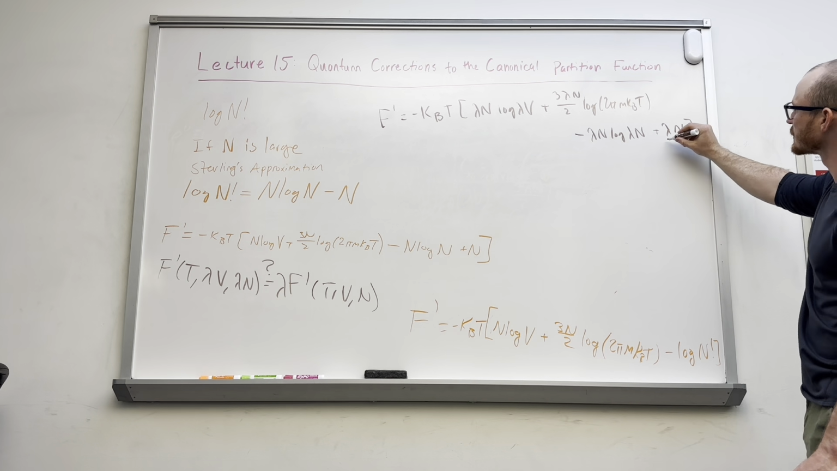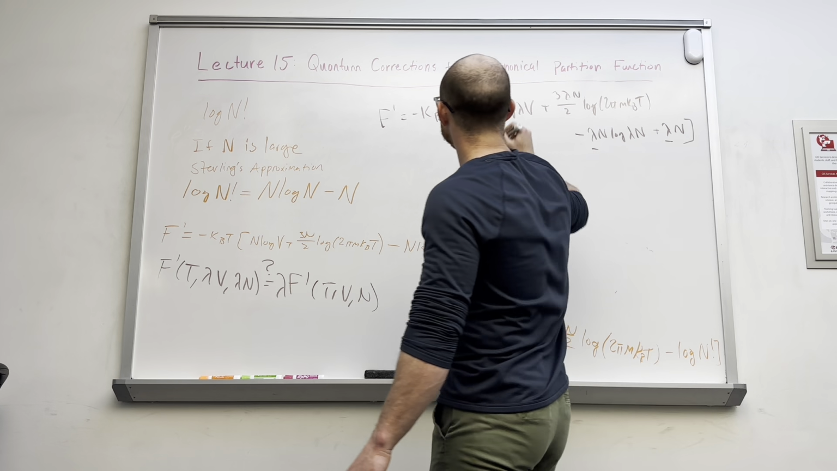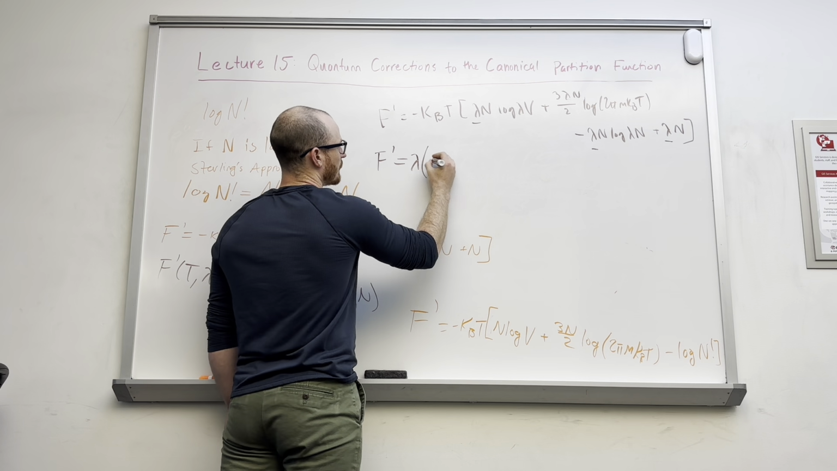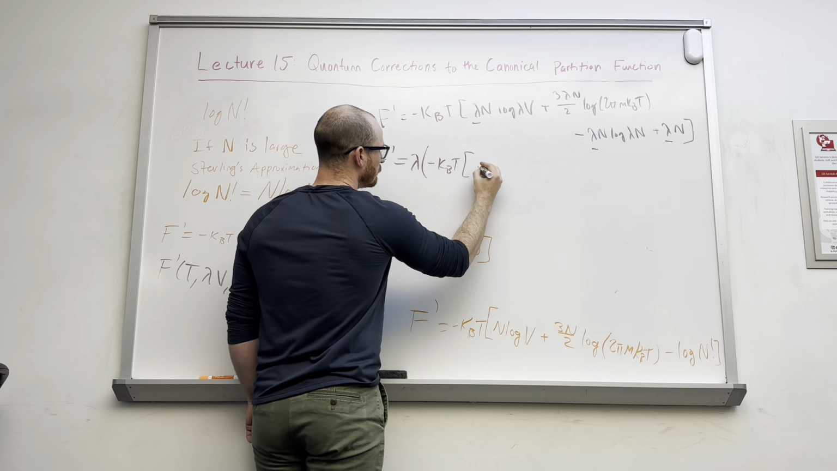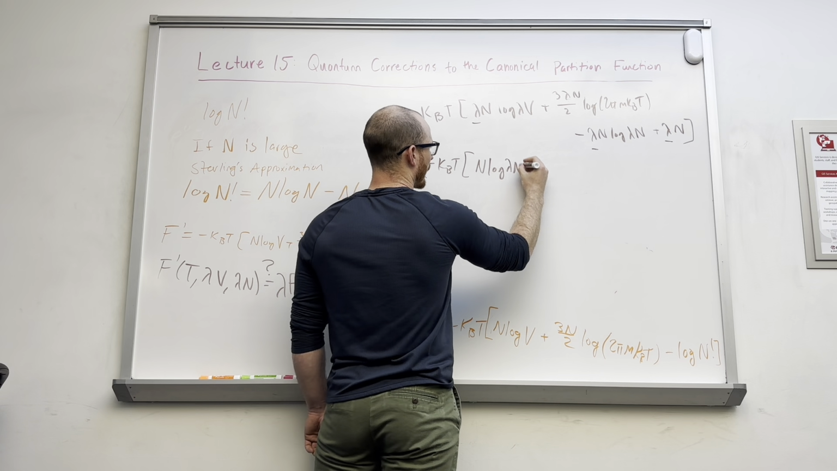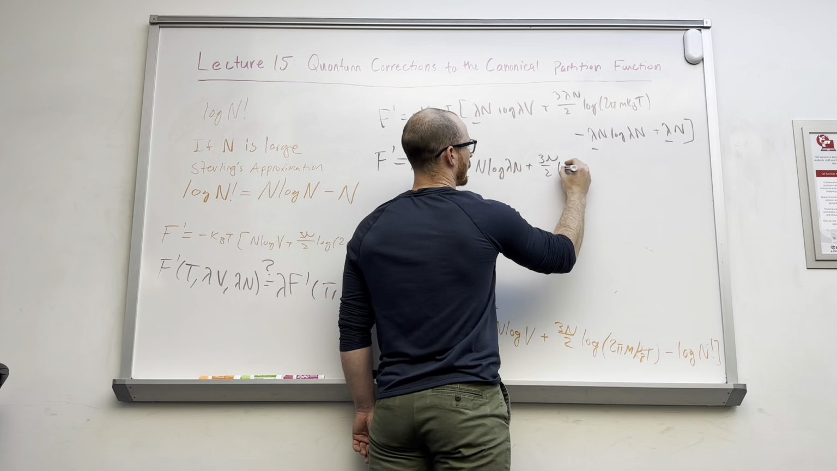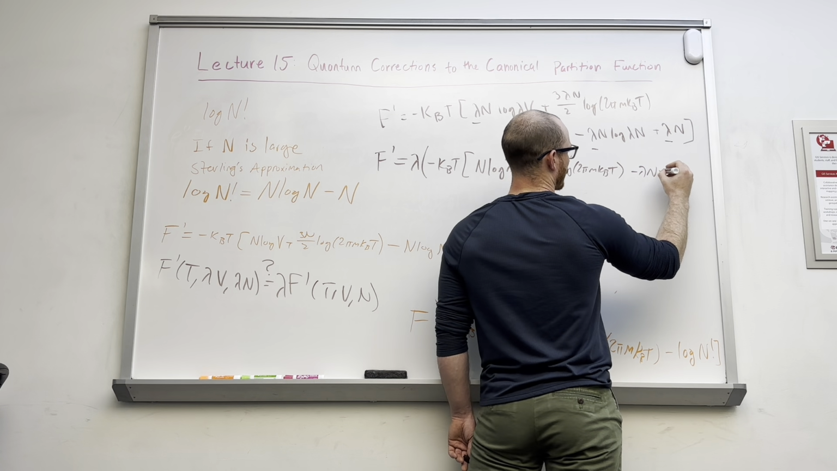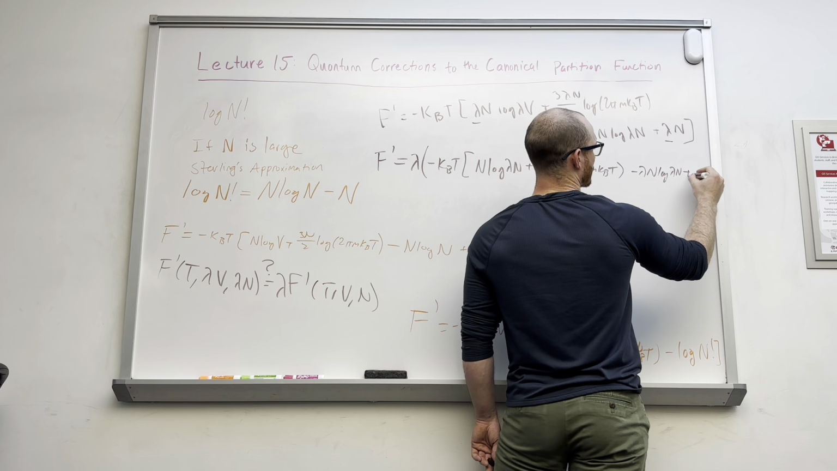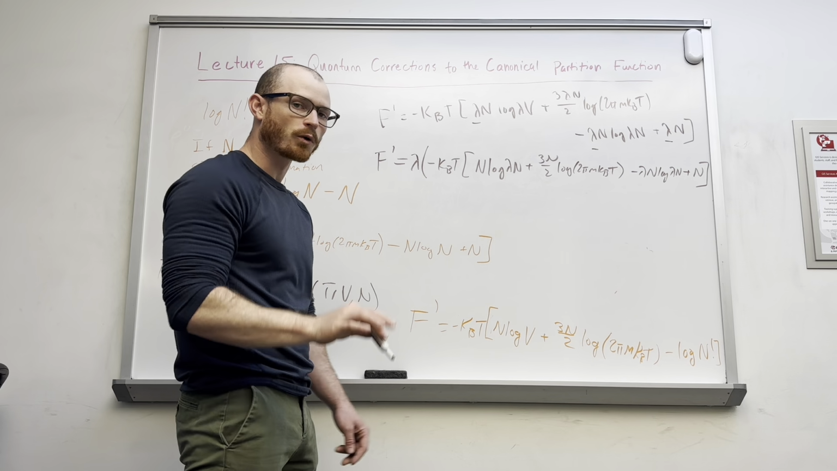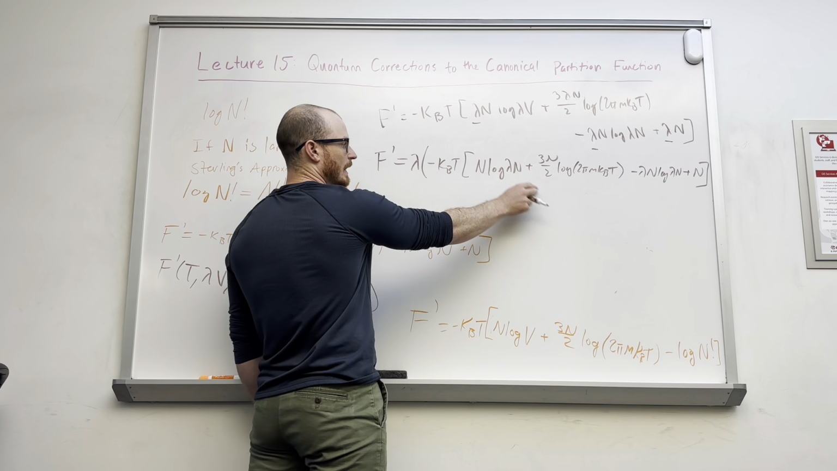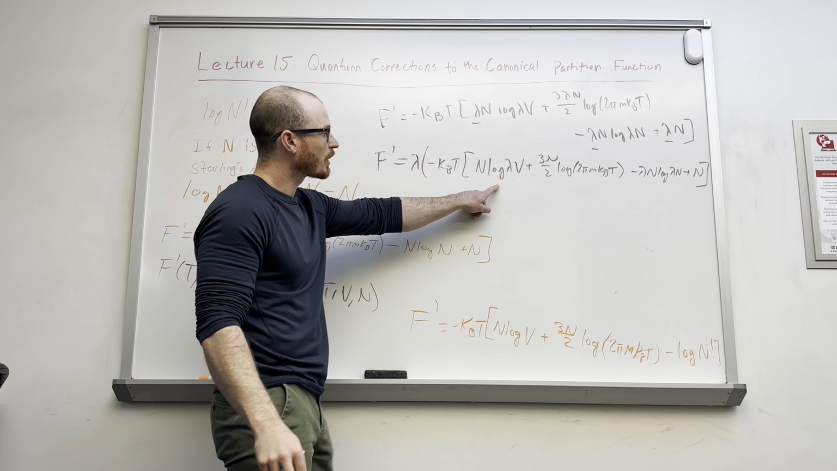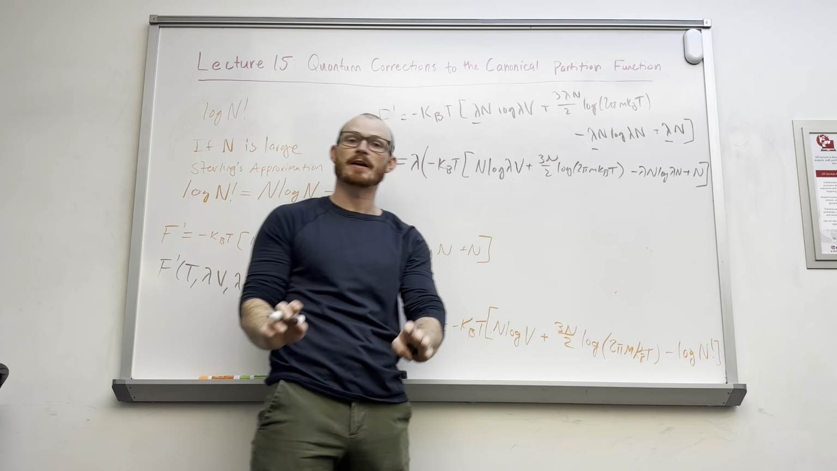Now the first thing we can do is recognize that each term has a lambda in front, just like before, so we can pull that lambda out. So we have f prime is equal to lambda times minus kbt of n log lambda v plus 3n over 2 log 2 pi m kbt, minus n log lambda n, plus n. Now before, our trouble term was this one. We had a log lambda v, and that was our issue, and that's what prevented us from being extensive.